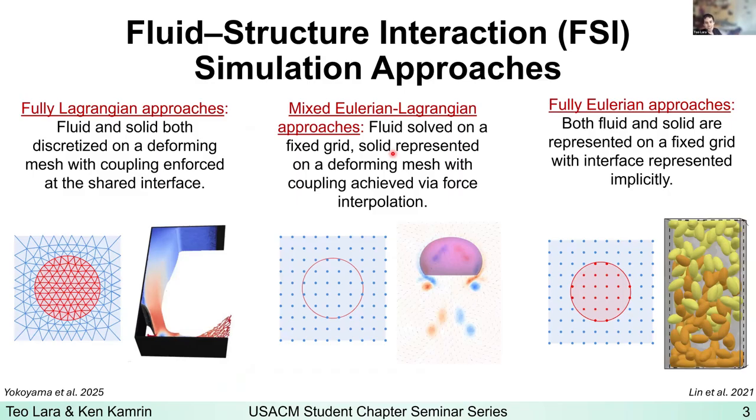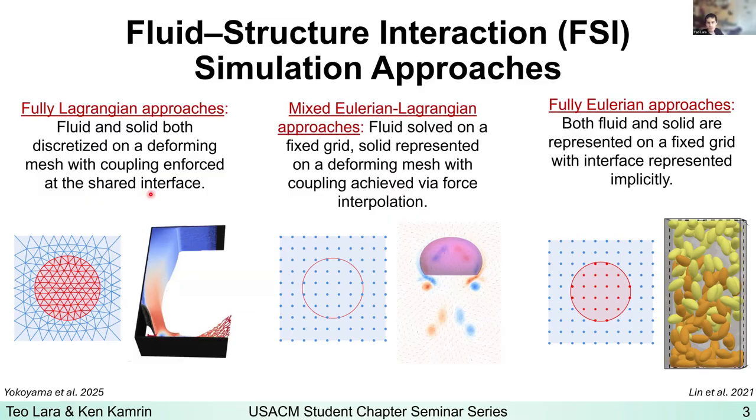People have been doing FSI simulations for a few decades now, and there are three primary approaches. Firstly, you can treat both the fluid and the solid as completely Lagrangian, where you discretize them on a deforming mesh and have a coupling at the shared interface. This is good for very accurate tracking of your fluid-solid interface, but it is tricky since you have to deal with constant remeshing, and it can be tricky to deal with highly moving fluids.